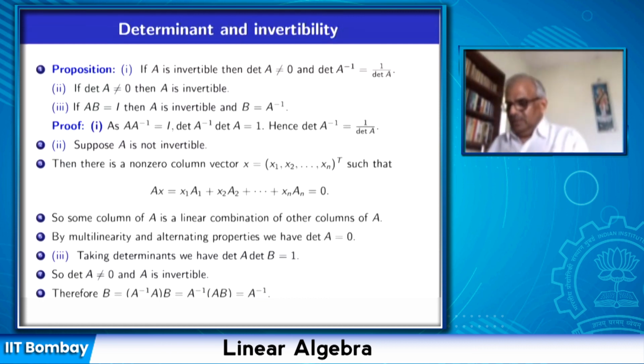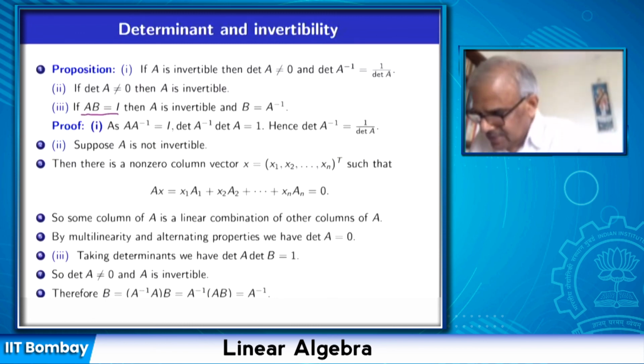Okay. So now we have two proofs that whenever AB is the identity, just this one equation rather than BA equal to the identity, if we just have one equation, then it implies that A is invertible and B is the inverse. And invertible matrices are exactly those whose determinants are not equal to 0. Okay.